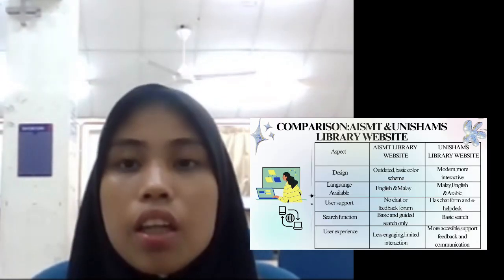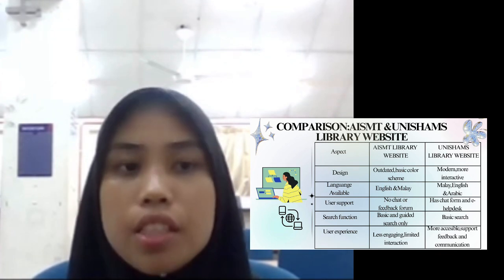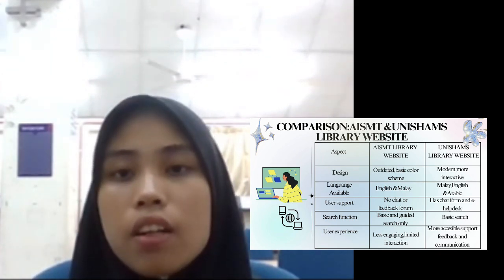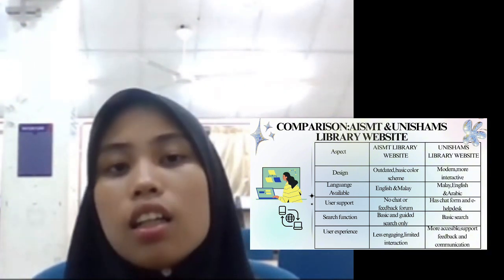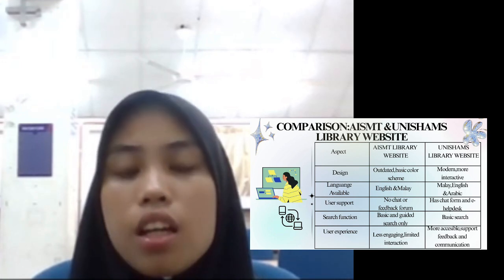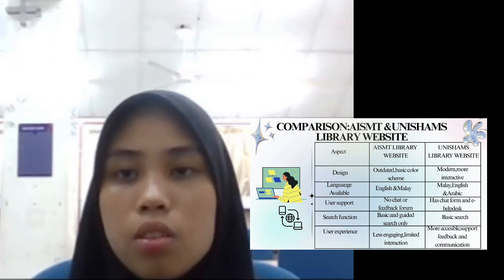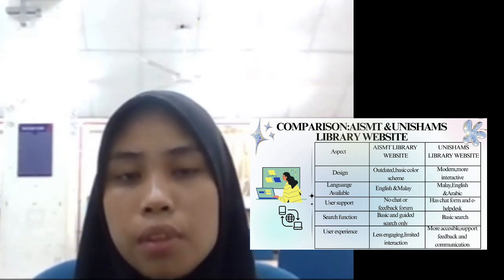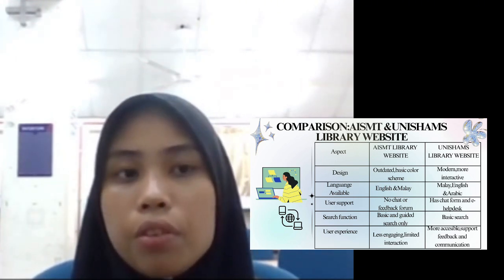Today, I will be explaining the user interface and usability of the Ames and Unisham library websites. First, let's look at the user interface. The Ames library website has a simple and orderly design, with really plain colors. This may make users feel bored and not excited to explore the site, but it does support two languages, English and Malay, which helps users from different backgrounds.